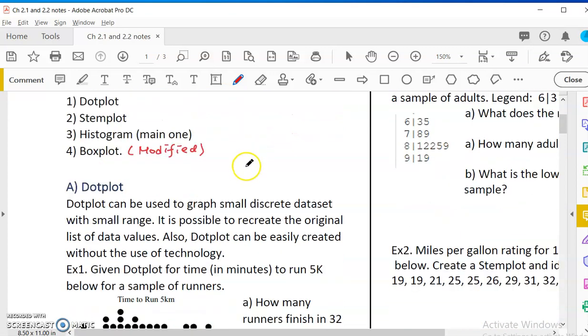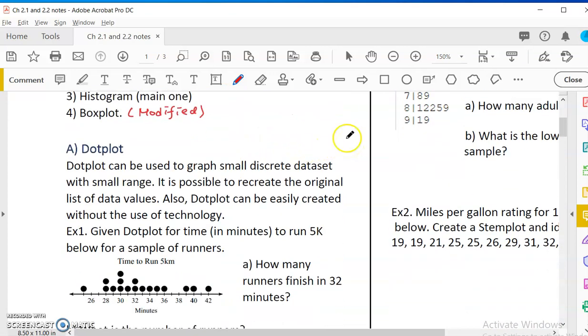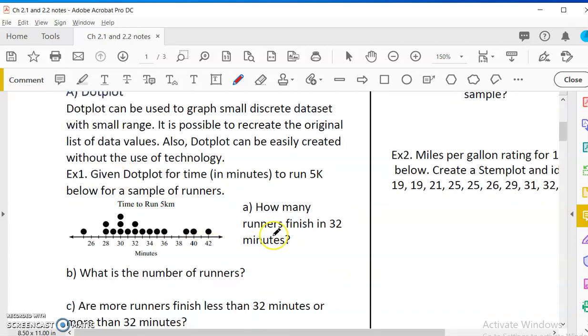Okay. So what is a dot plot? Dot plots are used to graph a small data set in a very small range. If the value itself doesn't change a lot, like within a fixed range, and it's all discrete, it is possible to stack the repeated data together so that you can actually make a graph. Each data represents a dot. Okay, so this is a dot plot that shows the time in minutes for a runner to run 5K.